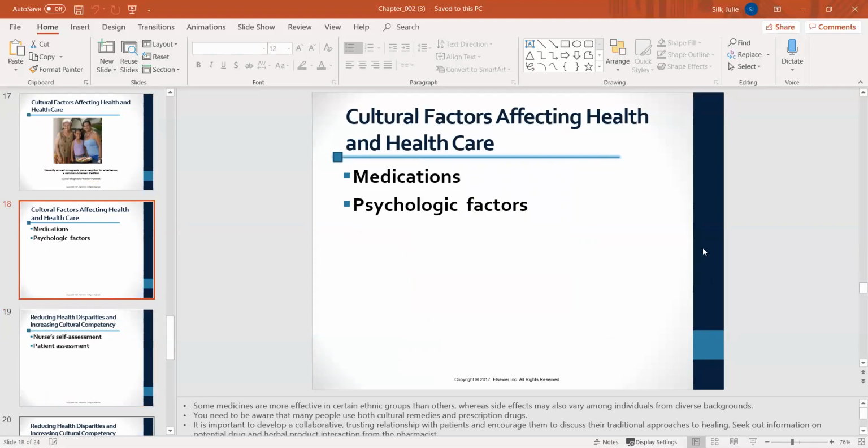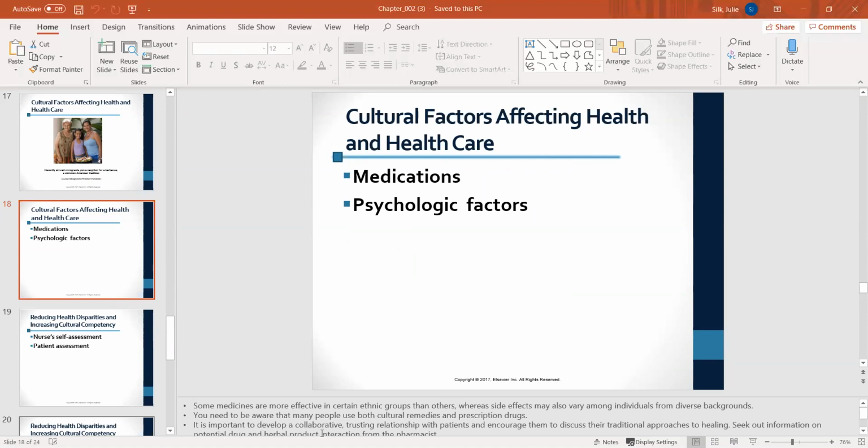All right, also medications and psychological factors can affect healthcare as well. Some medications are more effective in certain ethnic groups than others, whereas side effects may also vary among individuals from diverse backgrounds. You need to be aware that many people use both cultural remedies and prescription drugs. So that's something that we need to be specific and ask about to people of other cultures to make sure that we're all on the same page about what's being done.